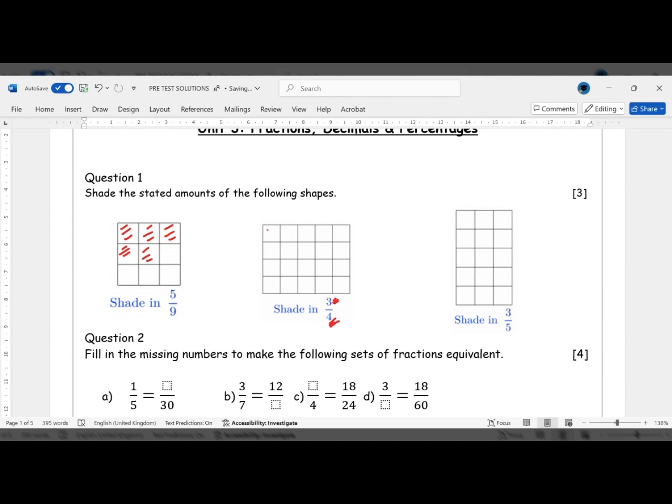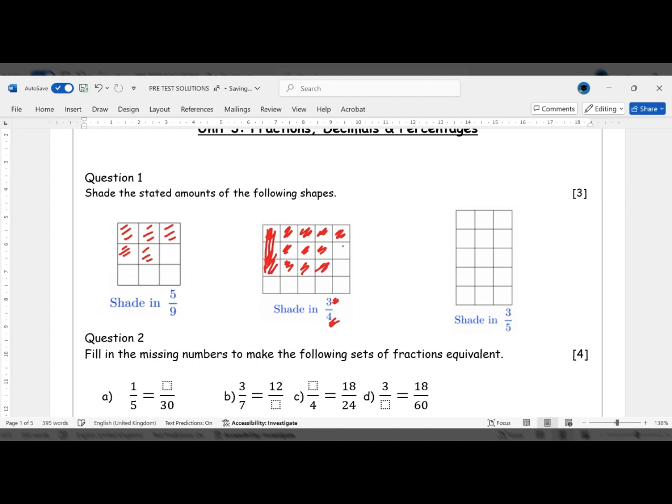So I can see that these are in columns with 4 squares in. So I'm going to shade 3 out of 4 in that column. It's not bad, well done, is it? The next column's also got 4 in, so I need 3 out of 4 of those. 3 out of 4 of those. You get the idea. And it works the same with the last one.